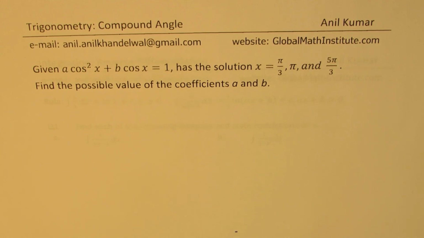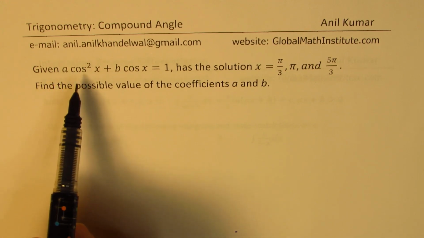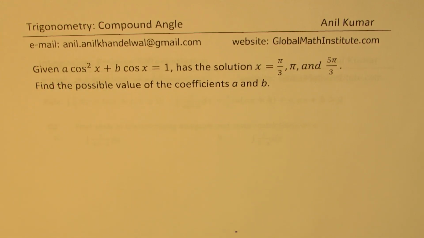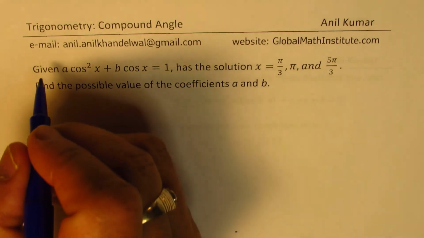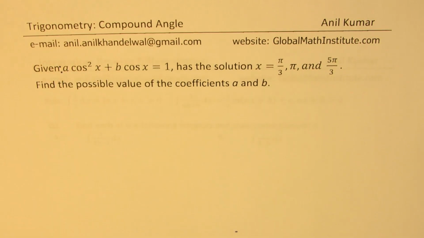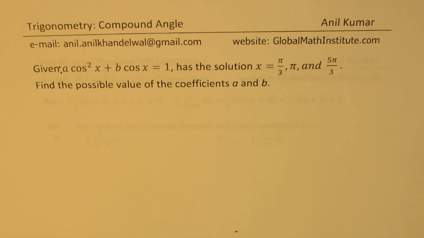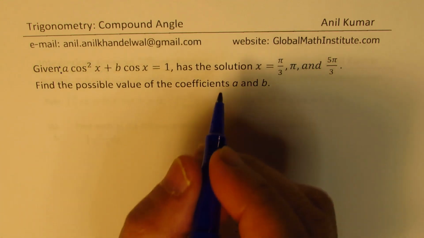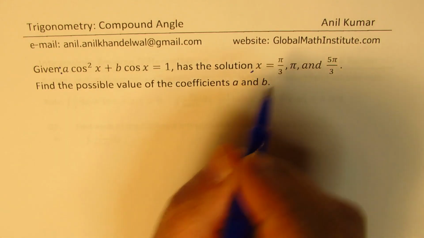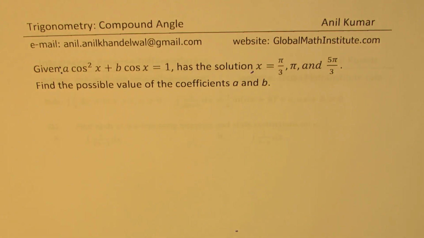So let's see how to solve the given question. We are given that a cos square x plus b cos x equals 1 has the solution x equals pi by 3, pi and 5 pi by 3. Find the possible value of the coefficients a and b. So that's the question. We need to find what is a and what is b.